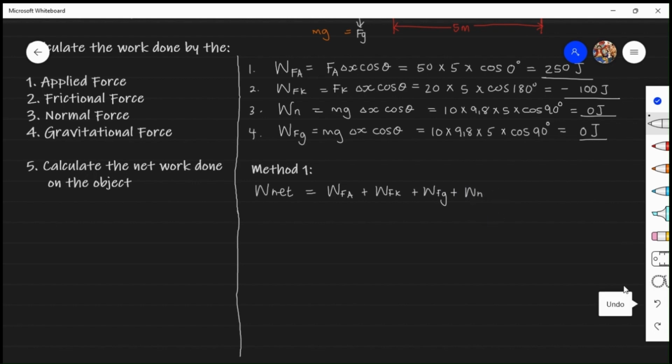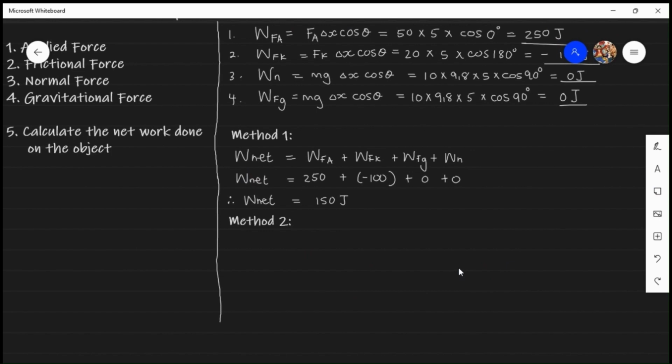Now, if we add all of that up, that is going to then be positive 250 joules plus negative 100 joules plus 0. And that will therefore give us the net work done as positive 150 joules. So the net work done on this object is positive, which means that the net work is adding energy to the object. Now, our second method.